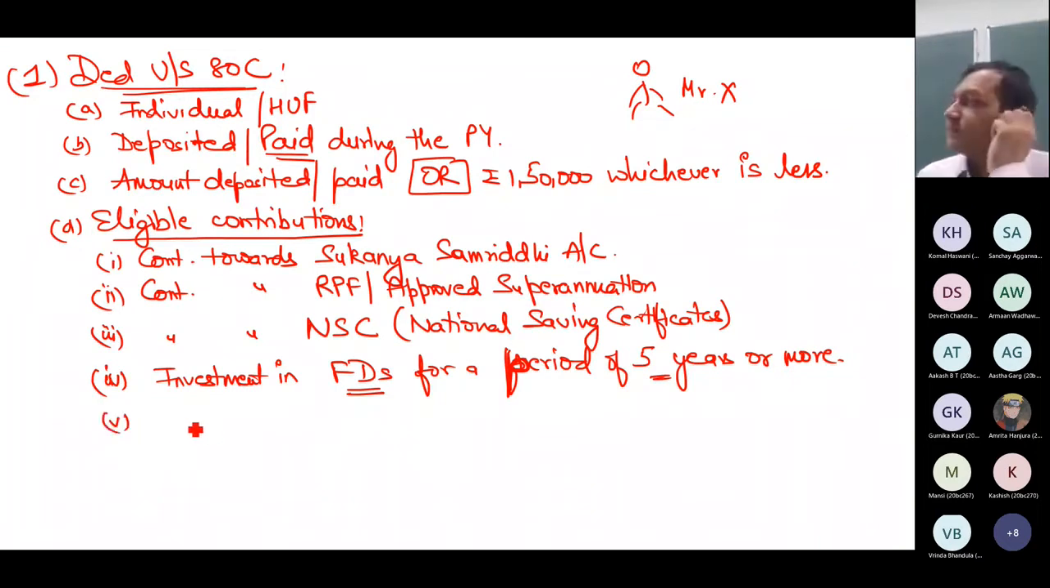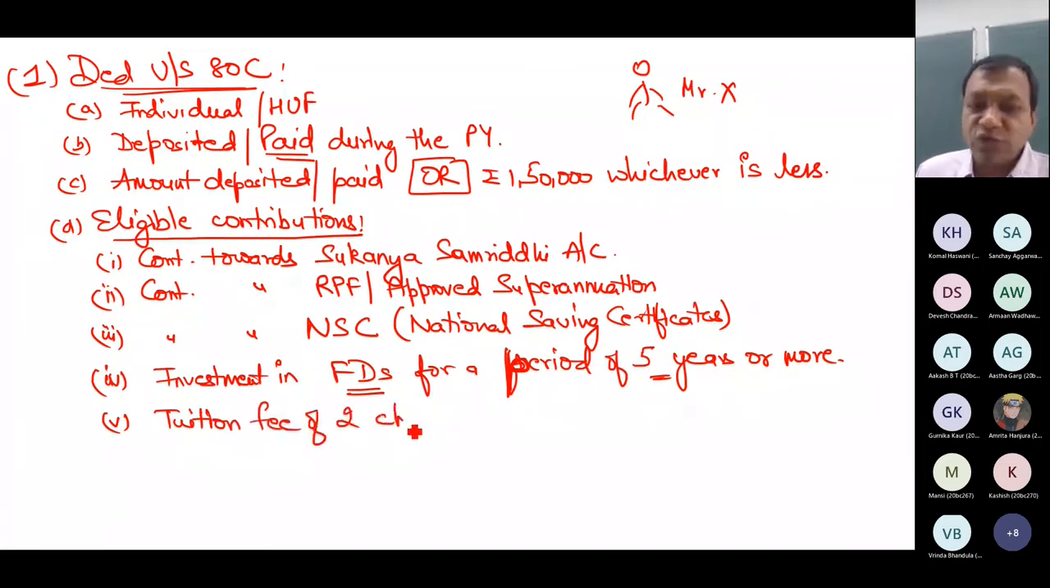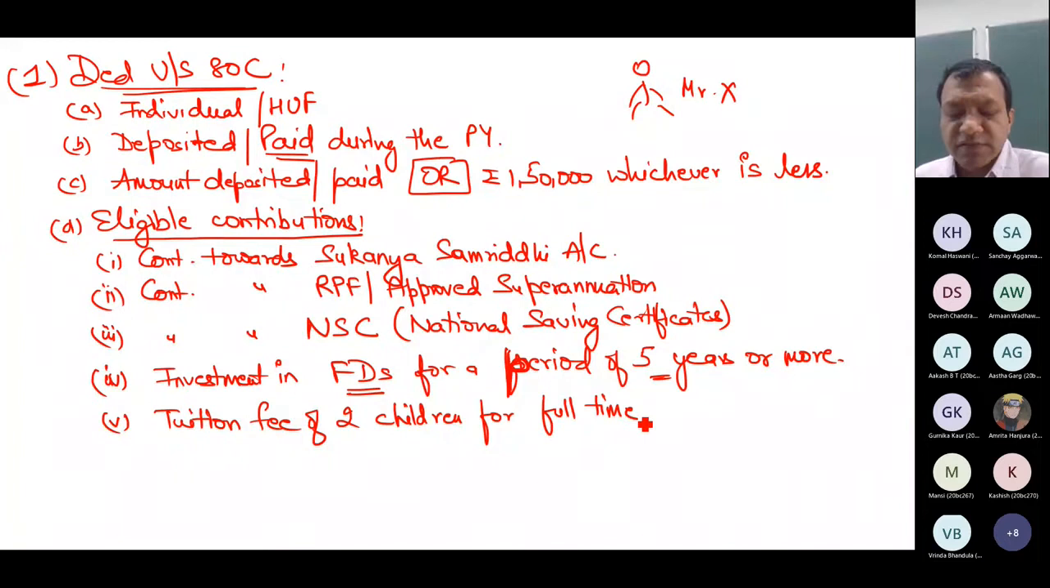Then next point, tuition fees of 2 children. Tuition fee of any 2 children for full-time education. Right now your parents must be paying some fees if you want to study in this college. So in your fee slip, whatever is tuition fee, except annual charges, development charges, library charges, etc., only the tuition fee component is allowed to your parents as deduction under section 80C if it is for full-time education.